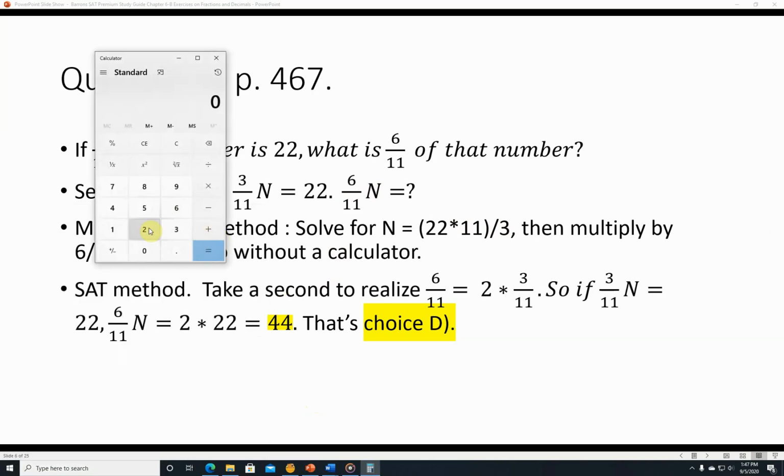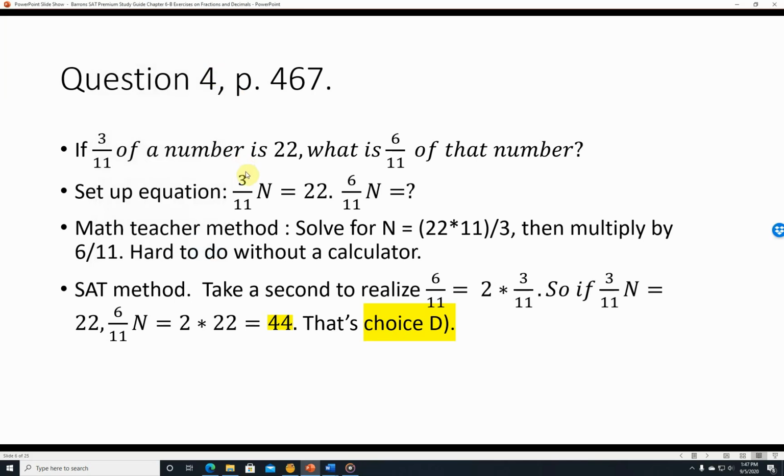So we go, okay, 22 times 11, and then we divide that by 3, and then we have to multiply that times 6/11, so we get 44. Okay, that's great if you have a calculator. It's a little tedious. There are a few moving parts, as I like to say, where you can make mistakes.